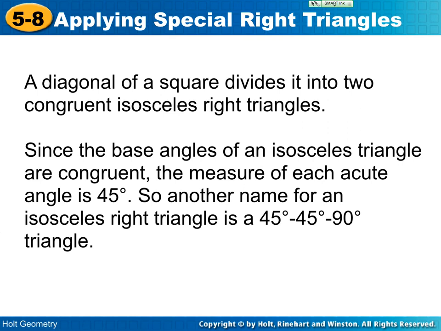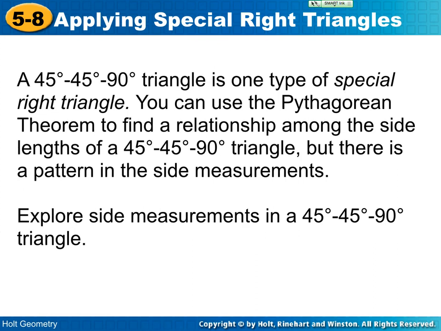So let's lead up to the 45, 45, 90 triangle. It says a diagonal of a square divides it into 2 congruent isosceles right triangles. Since the base angles of an isosceles triangle are congruent, the measure of each acute angle is 45 degrees. So another name for an isosceles right triangle would be a 45, 45, 90 triangle. It's one special type of right triangle. I'm going to have you explore a 45, 45, 90 triangle. You've got some space on the paper there. Draw yourself an isosceles right triangle, one that would have 45 degrees, 45 degrees, 90.